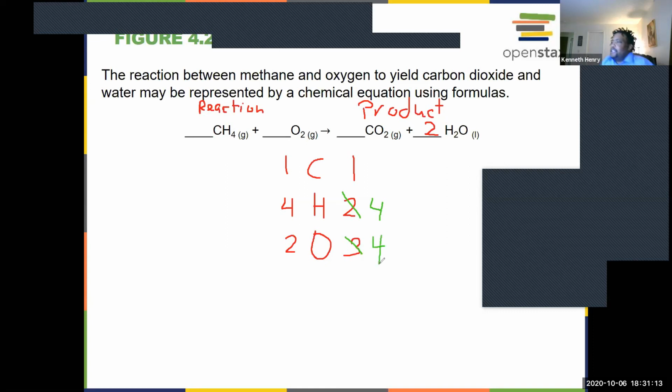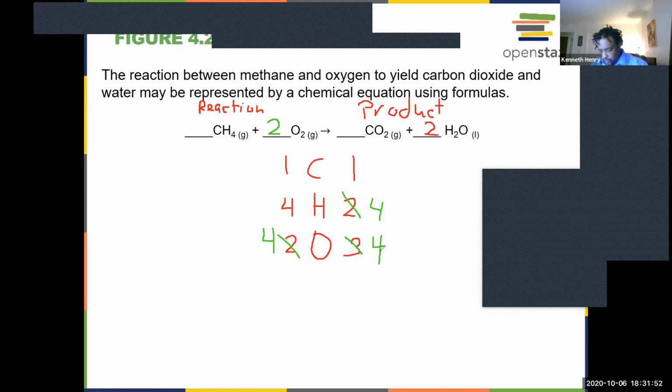Okay, so I've got to fix my oxygens. What do I need to do to fix my oxygens? Oh wait, never mind. Multiply the reaction side by 2. So multiply by 2. Is that right? Yeah. Okay, so we're good, it's a balanced equation, right? Yep. 1 on this side, 1 on that side. 4 on this side, 4 on that side. 4 on this side, 4 on that side. I'm gold. Time to have a drink. Okay, piece of cake.